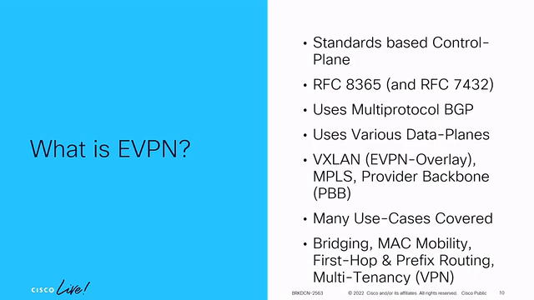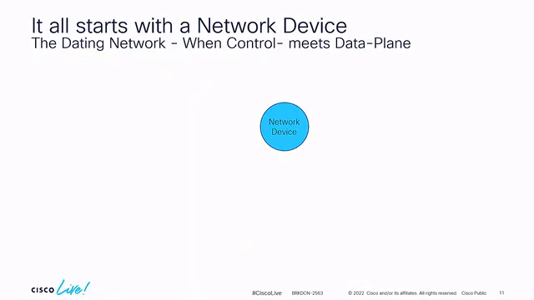So this, so far, is the intro, and then the dating network. You guys probably saw that twice or three times this week. It's all about the dating network where the control plane meets the data plane. Because we have a data plane that encapsulates, and the control plane tells the data plane what to do. If there's no control plane, there is nothing to do, right?